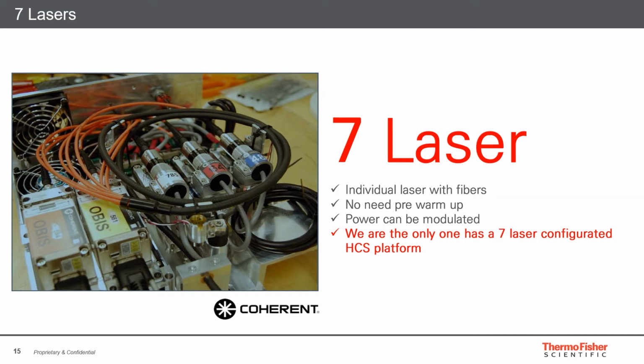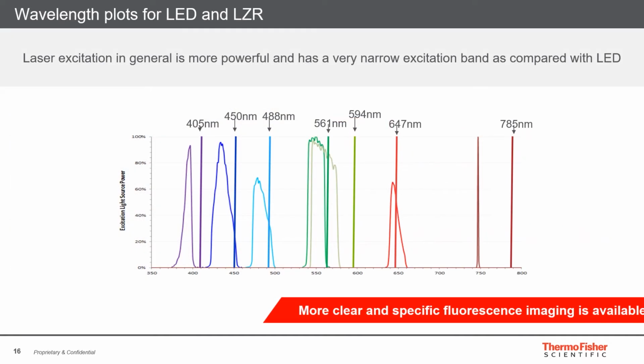Like the left picture, inside the CX7 laser there are 7 individual lasers with fibers. Therefore, we can diminish loss of power. You don't need any kind of pre-warm-up, and you can control laser power with software. In addition, we are the only one which provides 7 lasers in a high-content screening platform. This is the advantage of laser compared to LED.